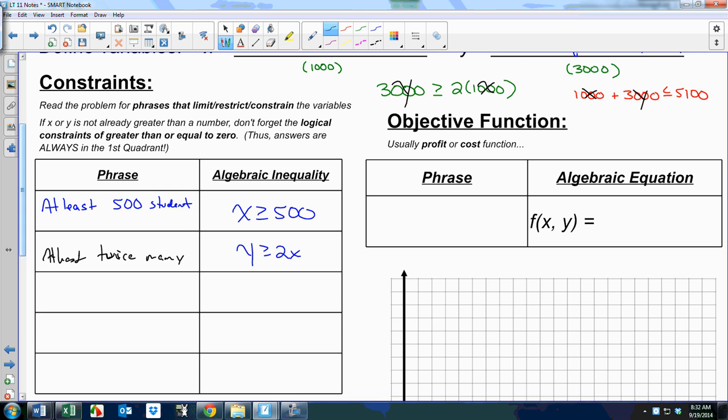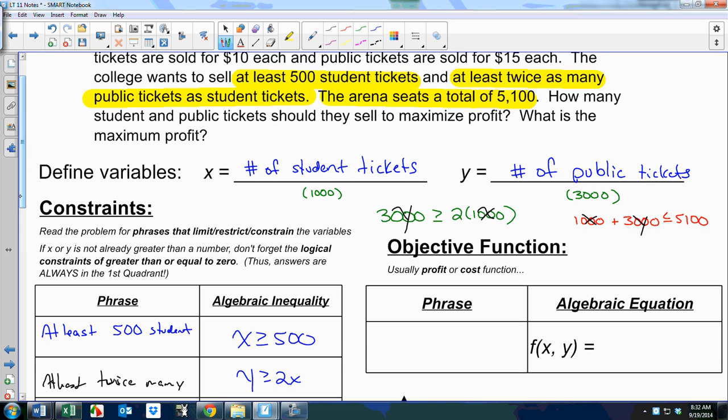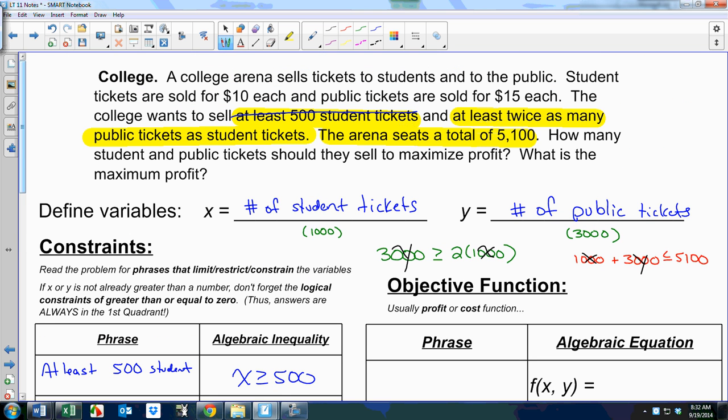All right, so the phrase, what was it? Okay, total of 5,100. You can write your phrases here or not. I just want to illustrate that you look for those phrases. And the inequality is x plus y less than or equal to 5,100. All right, now I'm going to go back through because it's starting to get messy, and I'm crossing out all this stuff I've already used to see what's left. What have I not addressed? Are there any other phrases that limit how many people can come to the arena? Now we've covered them all.